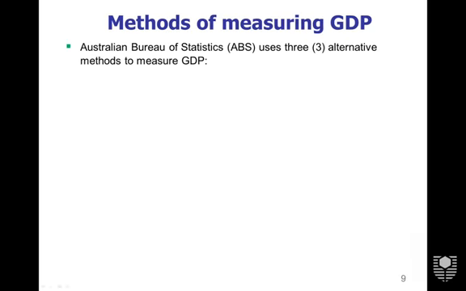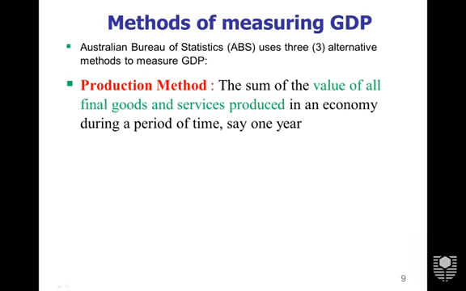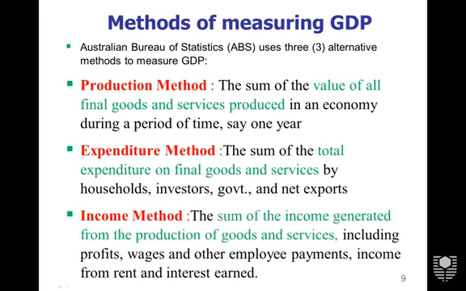Now, how do we measure GDP? So the Australian Bureau of Statistics uses 3 different measures to measure GDP, and those 3 measures are the production method, expenditure method, and income method. Production method is basically the sum of the value of all the final goods and services produced in an economy. So basically we look at the production that has taken place in an economy during a period of time, say 1 year. Expenditure method is where we consider the money being spent or the expenditure made on final goods and services by households, investors, government, and net exports.